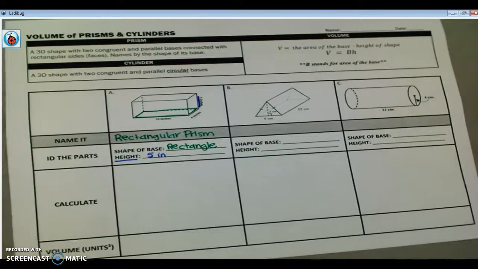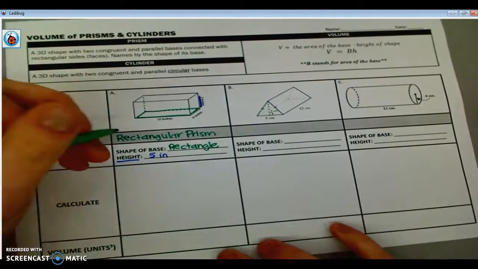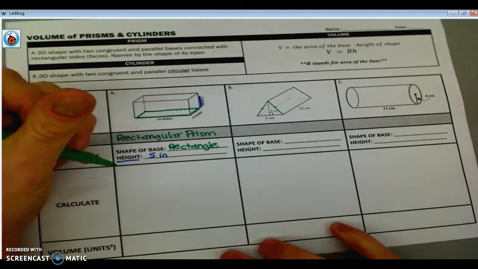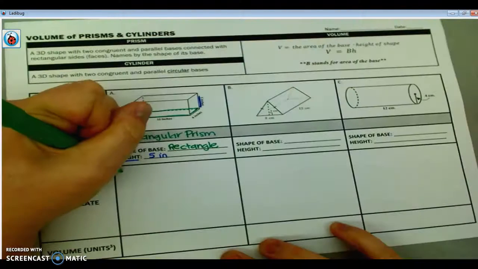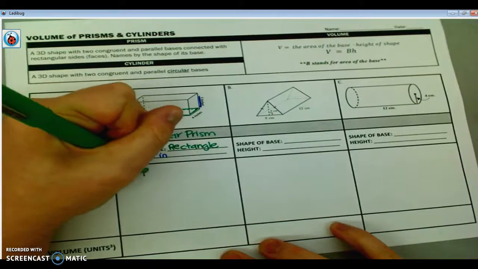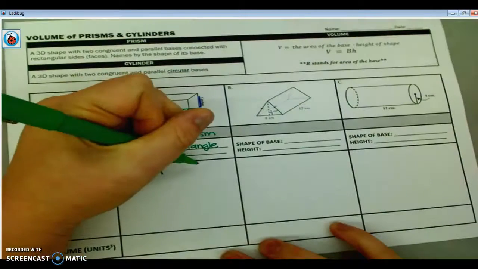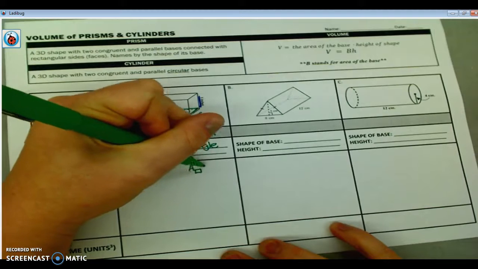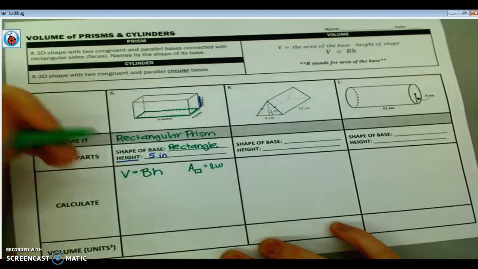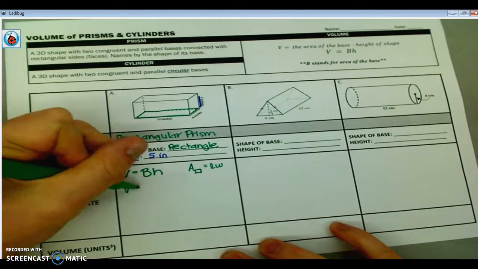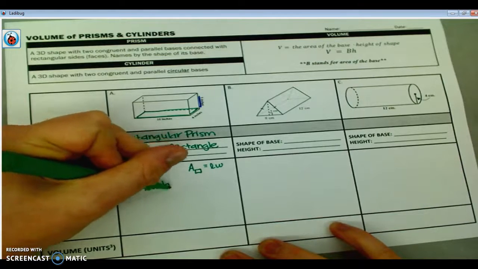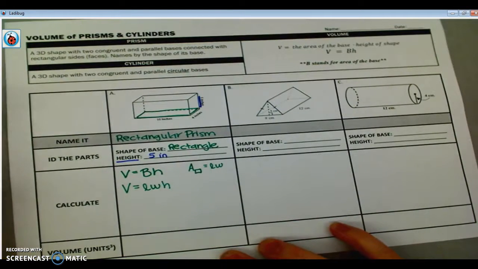And remember, we want to be good mathematicians in communicating, so we're going to start with our formula. Our formula again is the area of the base. Well, how do you find the area of a rectangle? The area of a rectangle is length times width. So volume equals length times width times height. That's where that formula comes from.